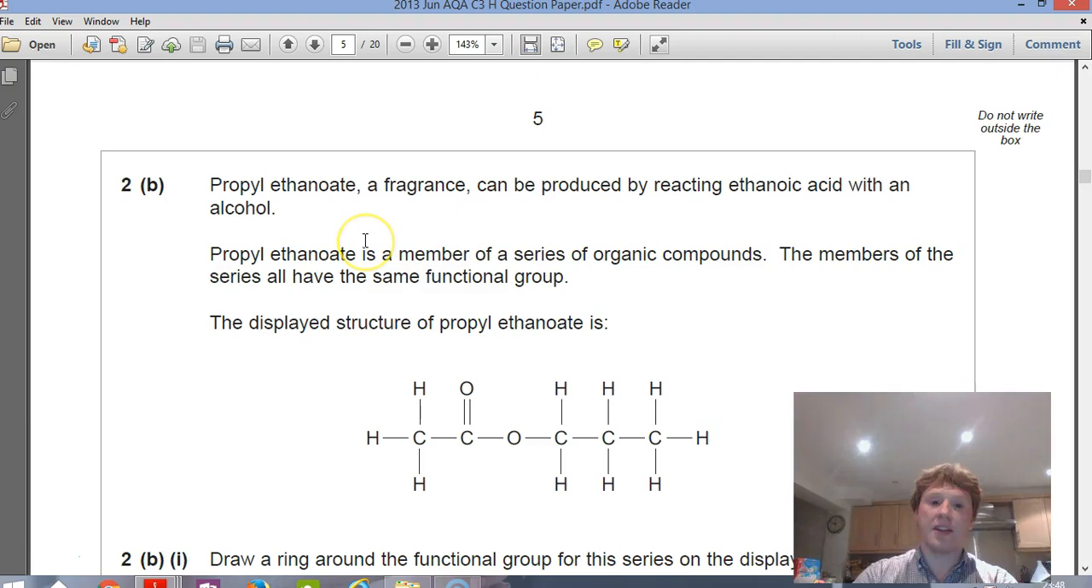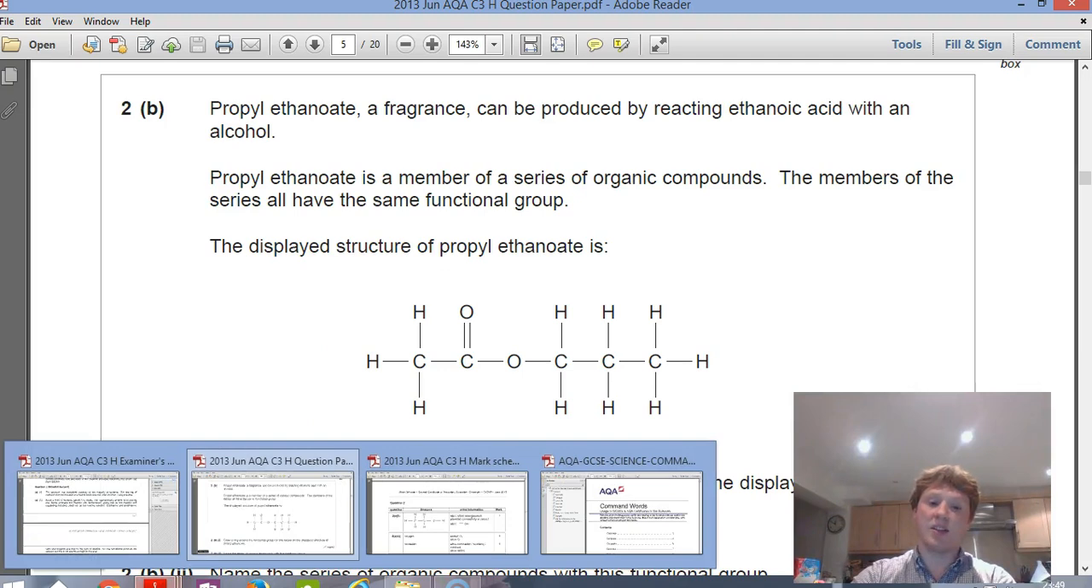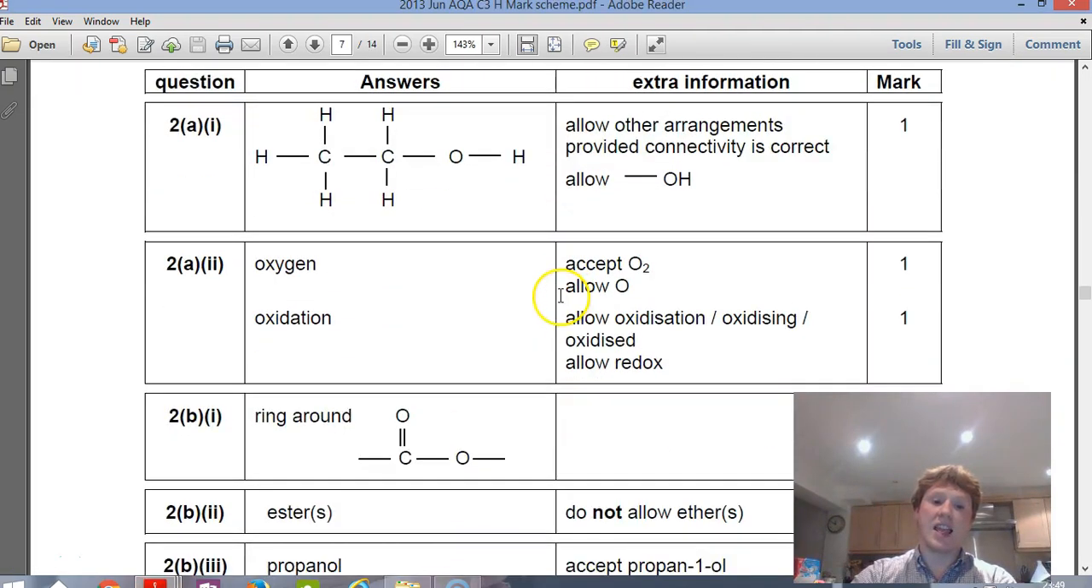Right, next one. Propyl ethanoate, a fragrance, can be produced by reacting ethanoic acid with an alcohol. Propyl ethanoate is a member of a series of organic compounds. The members of the series all have the same functional group. Draw a ring around the functional group of this series in the displayed structure. So the functional group is the bit that reacts. You've not seen propyl ethanoate, and it's not on the specification, but there is another compound in the same group that is in the specification. Right, so the answer is this bit, the carbon to oxygen double bond with the carbon.